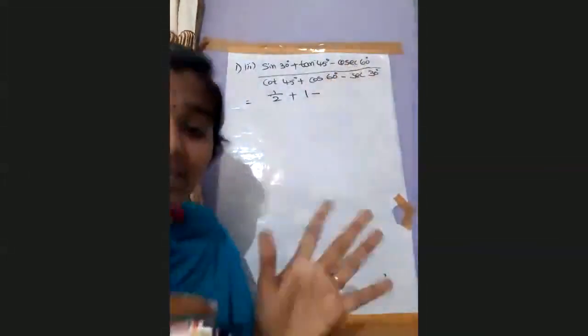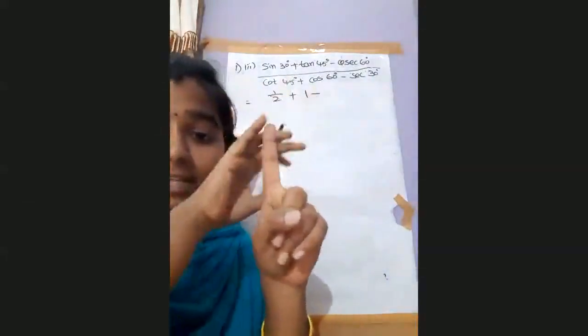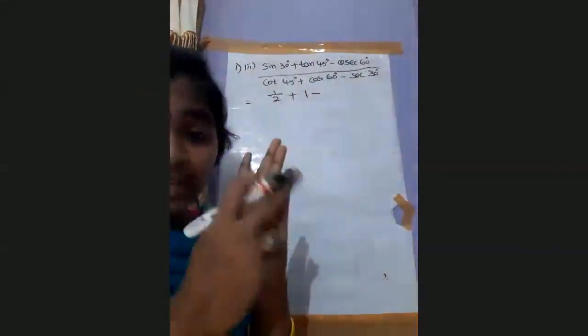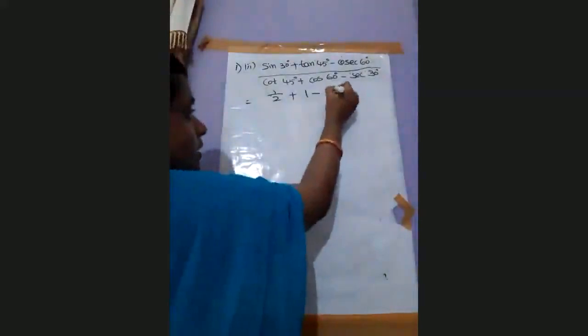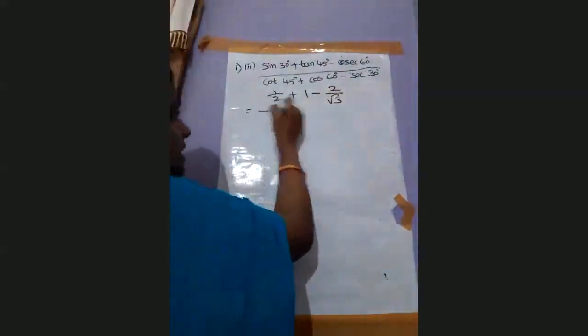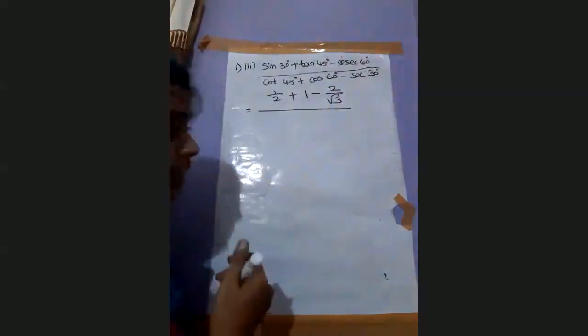So sine 60. The index finger is sine 60, right? How many below fingers are here? 3. That means root 3 by 2. For cosecant we get 2 by root 3. We have to reverse now, we have to interchange the numerator and denominator in the case of cosecant, right?